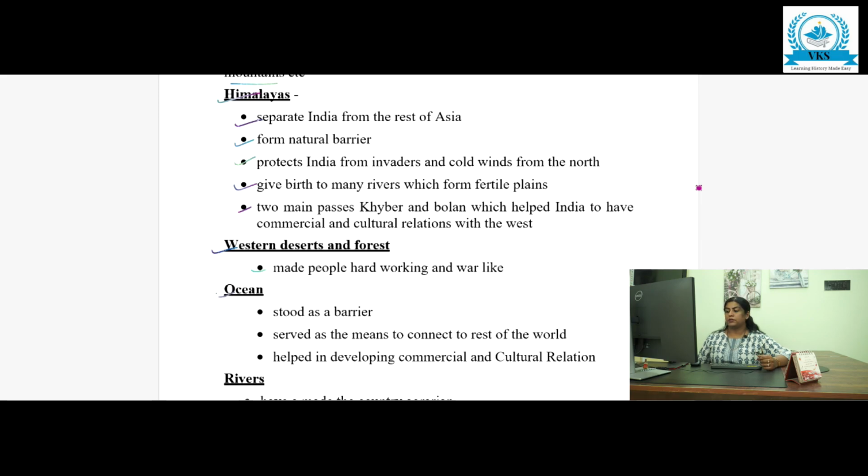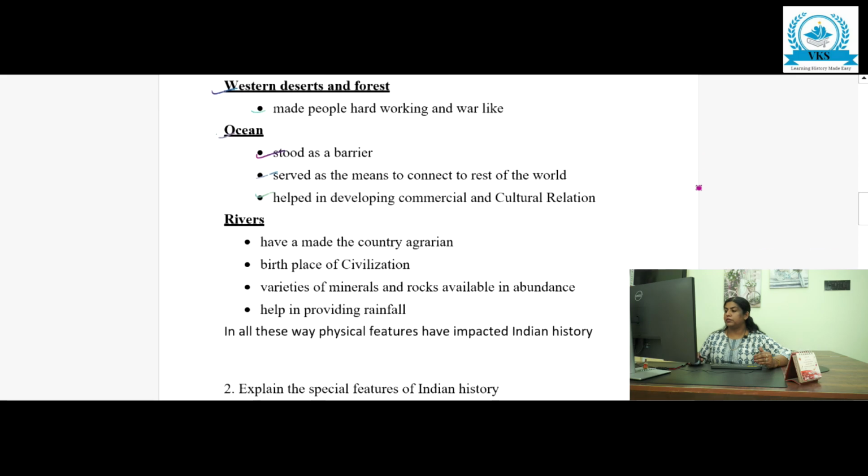Next, oceans. Oceans stood as a barrier. They served as means to connect to the rest of the world. They helped in developing commercial and cultural relations. So that is about oceans. Next one, rivers. Rivers have made the country agrarian. It helped in agriculture. It gives birth to many civilizations. Varieties of minerals and rocks are available in abundance. It helps in providing rainfall.